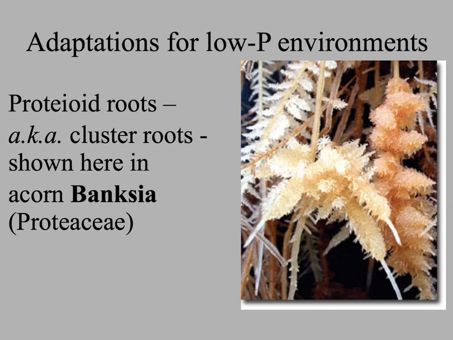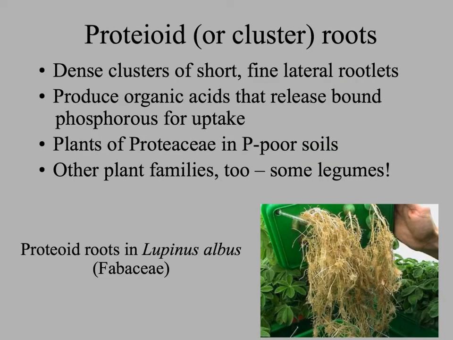Some plants have special morphological adaptations for low phosphorus environments, such as the cluster roots, also known as proteoid roots, seen in Banksia, a genus in the Proteaceae. This is why they're called proteoid roots. But these cluster roots don't only occur in the Proteaceae. They are just dense clusters of fine lateral rootlets, ones that come out to the side. And these roots produce organic acids that make phosphorus more available for the plant. So even some legumes have these proteoid roots. Here we see some in lupinus.